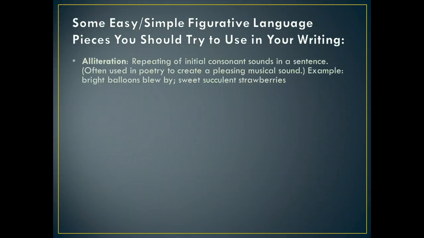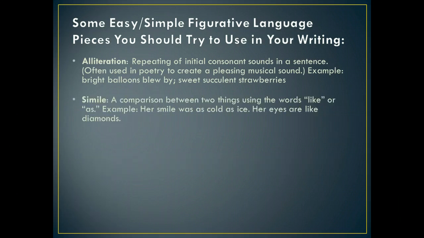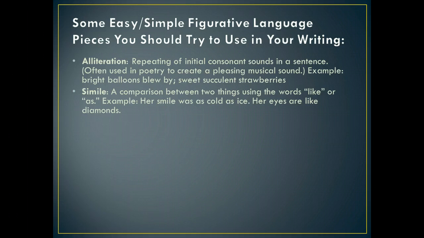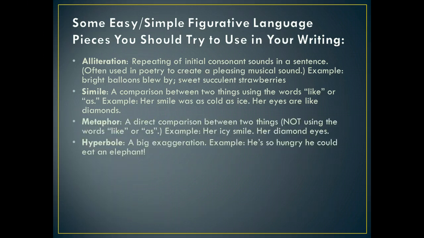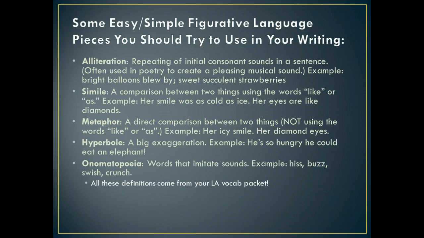So alliteration is the first one we're going to practice, that idea of repeating an initial consonant sound in a sentence. We're also going to practice simile. You know the definitions to these two, simile and metaphor. You're going to practice hyperbole, and then also one of my personal favorites, onomatopoeia. And onomatopoeia fits really well within the context of a scary short story, so that's one that should be pretty easy to include. All of these definitions, by the way, come from your LA vocab packet, just like I said earlier. So we're going to practice.